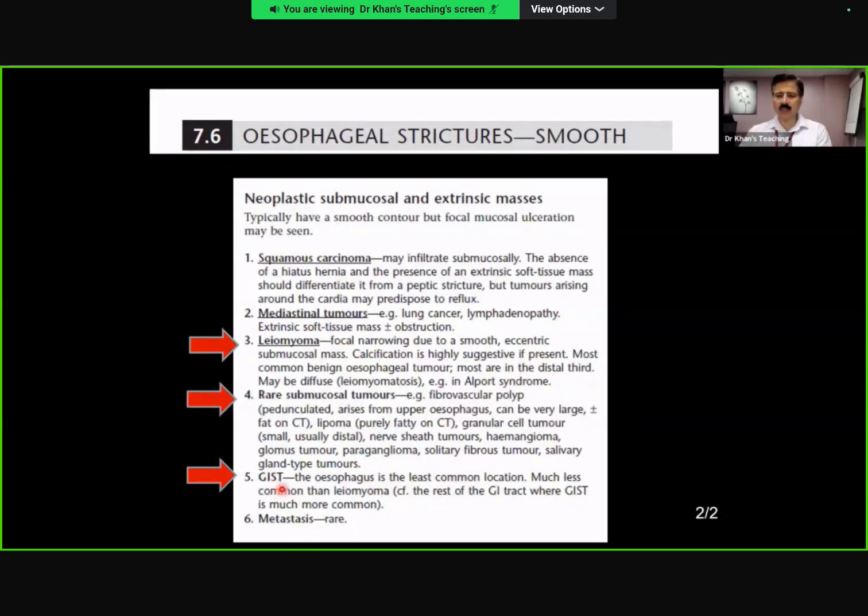So GIST can happen anywhere in the GIT, right? But it is least common in the esophagus and much less common than the leiomyoma. So this is an important point to remember, though it can happen. GIST can also happen outside the GIT, in the mesentery and things like that. Many organs have been reported in literature. We'll come back to GIST later on. Next time.